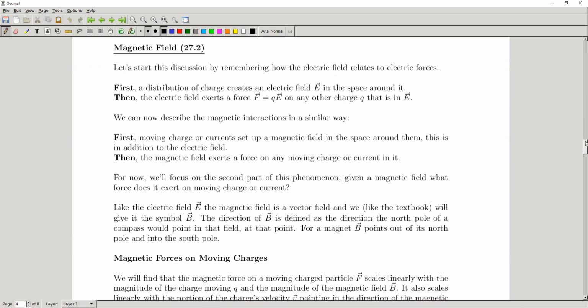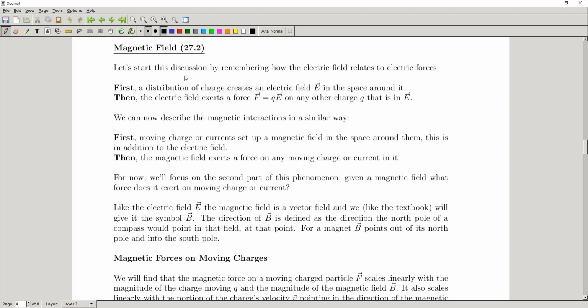And this is what I wanted to mention before, but we're going to talk about it a little bit more in detail here. So starting with section 27.2, we're going to start talking about magnetic fields, and to do that we're going to remember the way in which we described electric fields, right?